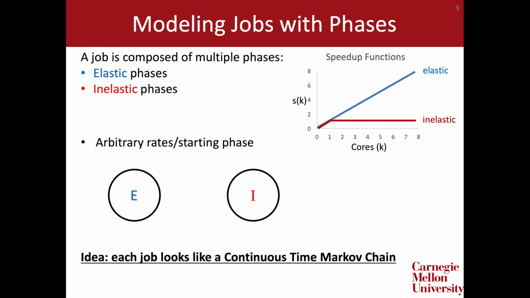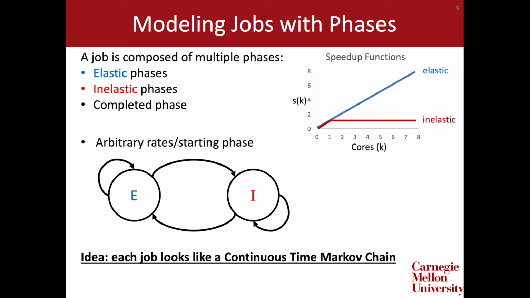We'll then allow a job to have arbitrary transition rates between these phases, as well as picking an arbitrary starting phase. To model the completion of a job, we'll allow one special completed phase, which is represented by an absorbing state in our Markov chain. We'll generally assume that jobs complete following an inelastic phase. This was common for the database queries we looked at, where the results of elastic computations generally have to be coalesced by some sequential work. Finally, I'm interested today in the case where the type of each job's current phase is known to the scheduler. This is certainly the case in our database example, where the phases of a query correspond to execution steps which are visible to the system.